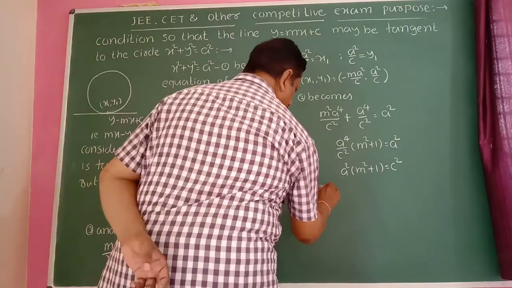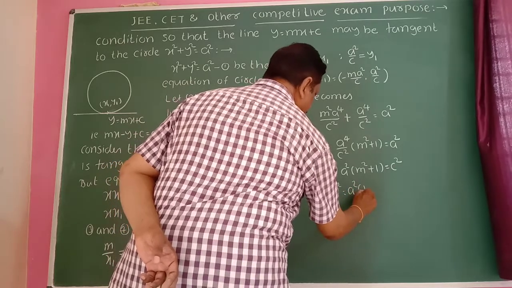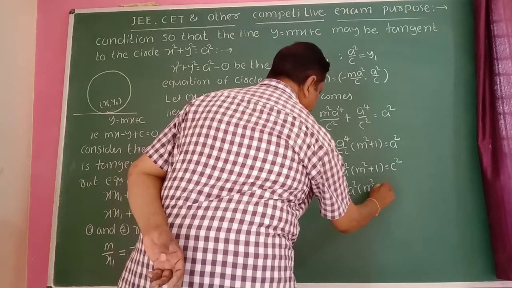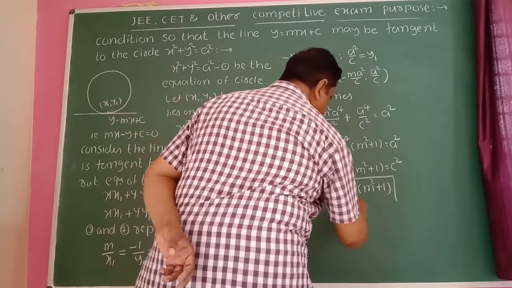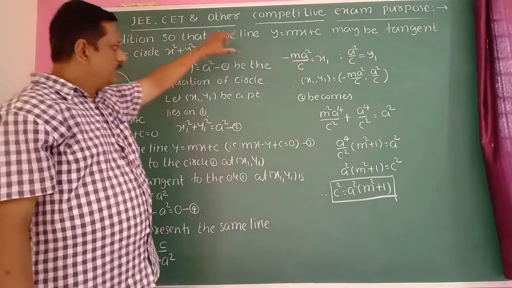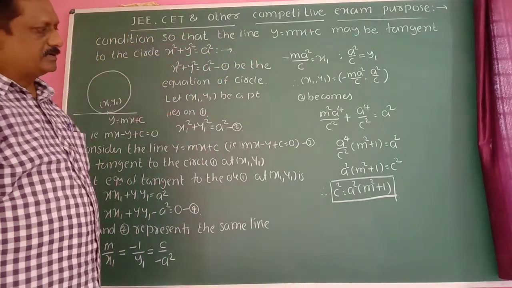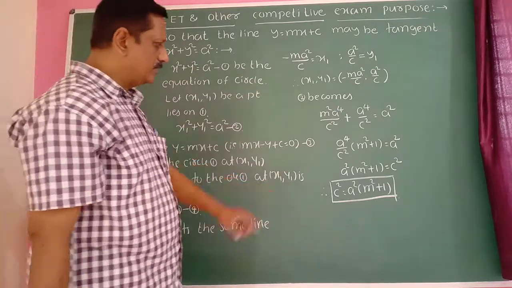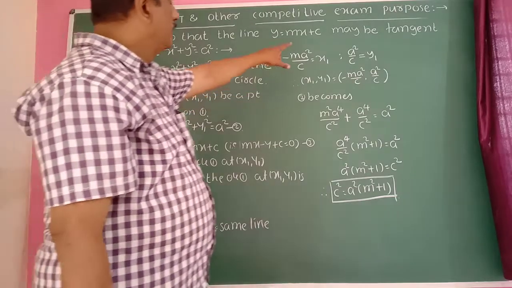Therefore c² = a²(m² + 1). This is the condition: only if it is satisfied is this line tangential to this circle. This is an important condition, so you can use that c value.